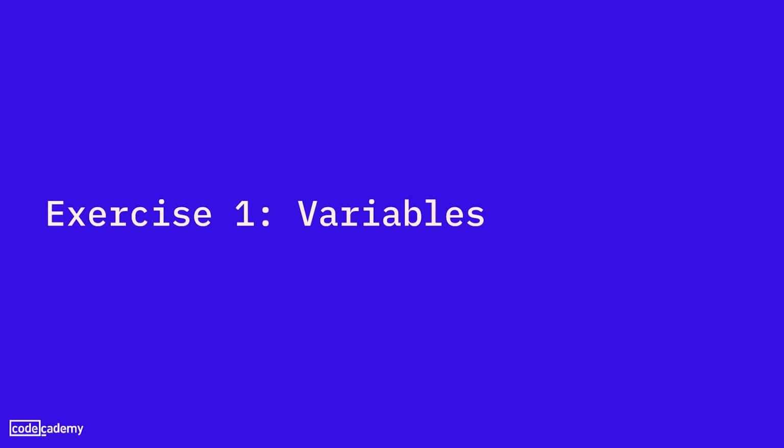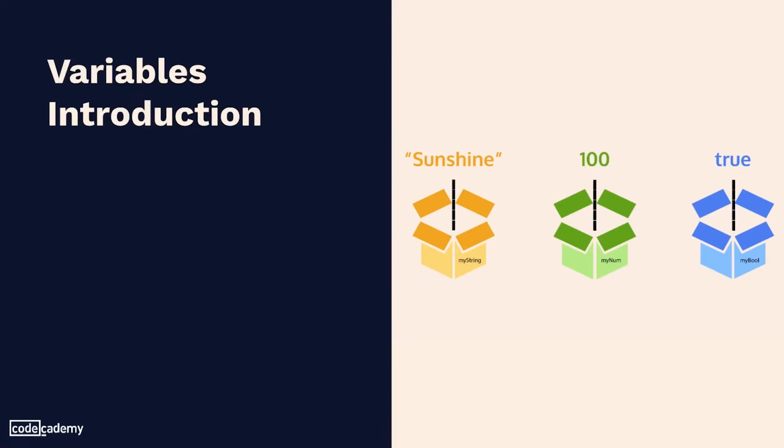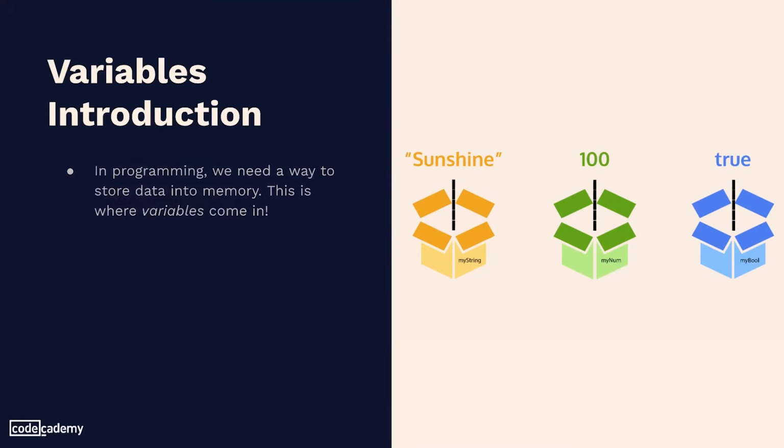Exercise 1, Variables. Let's start with a brief introduction to what variables are. In programming, we need a way to store data into our computer's memory, whether it's a username, an account number, or even something like a color. This is kind of where variables come into play.